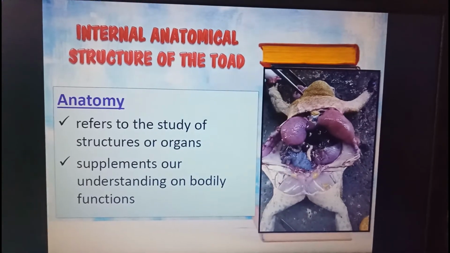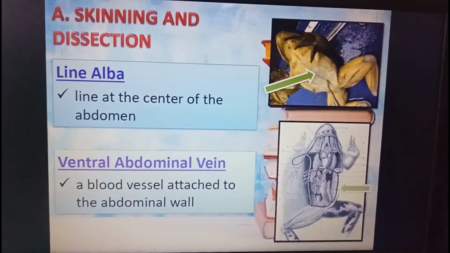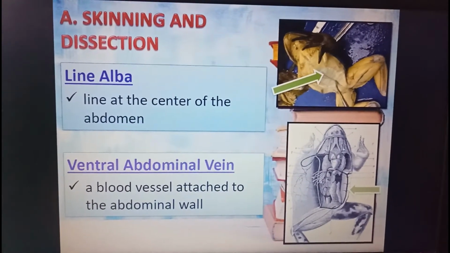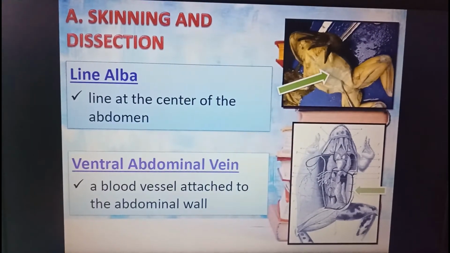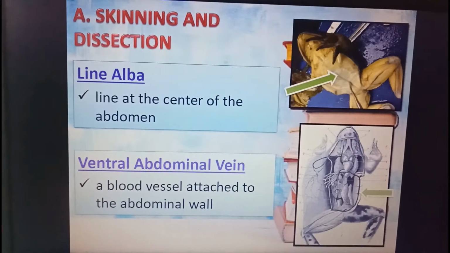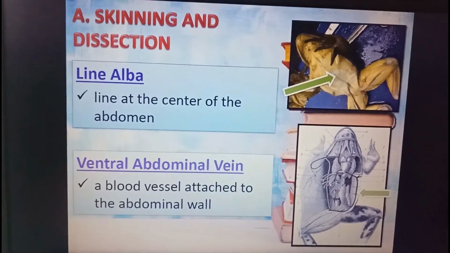Now let us head over into the internal anatomical structures of the toad. So, before we open the frog, we have the linea alba. It is the line at the center of the abdomen of the frog, which we cut open to view its internal features. Then we also have the ventral abdominal vein, which is a blood vessel attached to the abdominal wall.